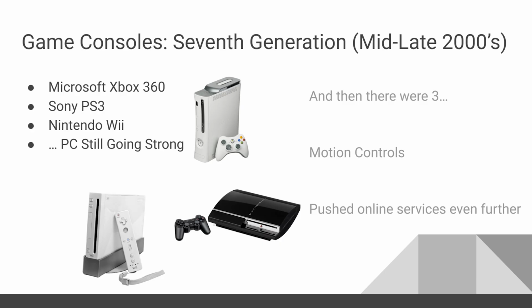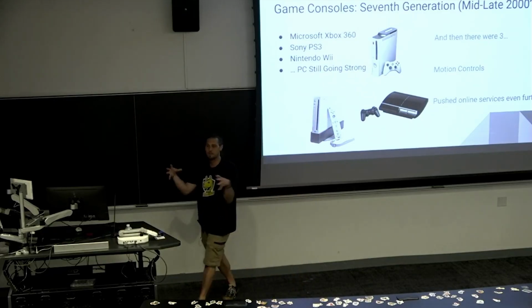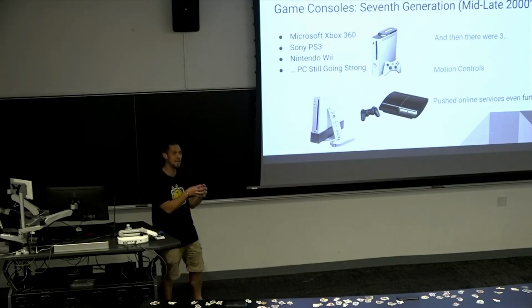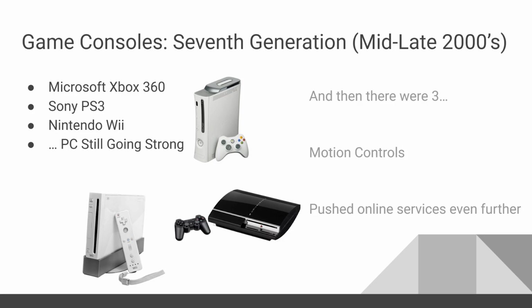7th generation of consoles. Microsoft 360, Sony PS3, Nintendo Wii. Again, PCs are still going strong, but we've kind of whittled this down to 3 home game consoles, and that's where we stand today. We haven't really changed from the mid to late 2000s to now. Those 3 are the big players.